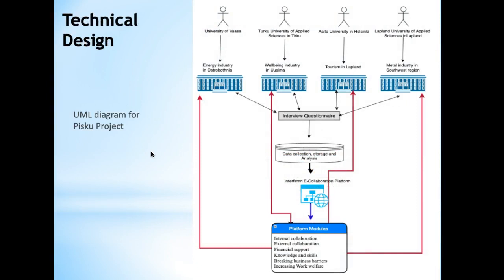After that, we also designed a UML diagram for the whole project. It clearly shows the 4 universities involved. They interact with SMEs in different sectors. The University of Vaasa handles SMEs in the energy sector in the Ostrobothnia region. Turku University of Applied Sciences handles SMEs in the well-being industries in Uusimaa, etc. So all of them handle their respective and specific SMEs in their specific industries.